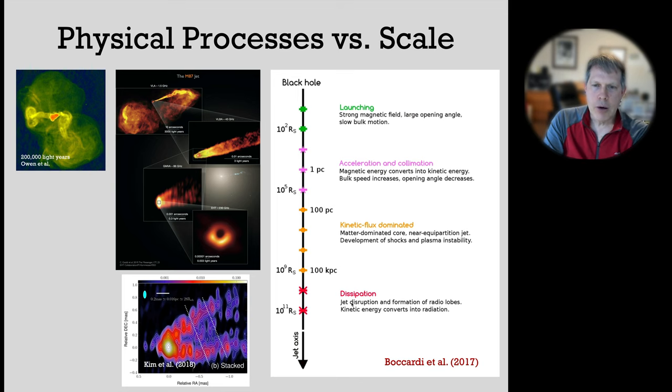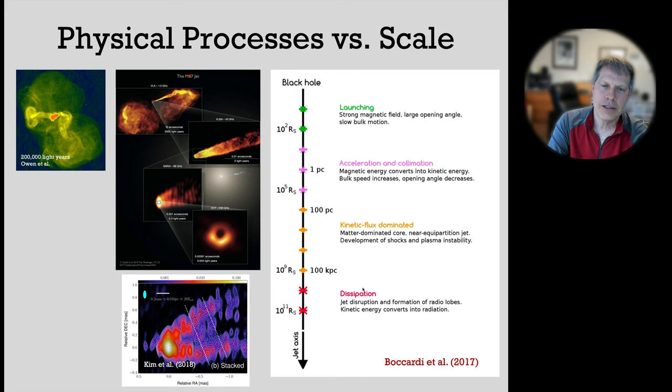And then when you go out to the very largest scales, out to 100 kiloparsecs or more, here again, this is the 200,000 light year scale image of M87. Now you're out in the dissipation region where the jet disrupts and forms the radio lobes that we've talked about, and the kinetic energy converts into radiation, which you see as the beautiful lobes out on the large scale.